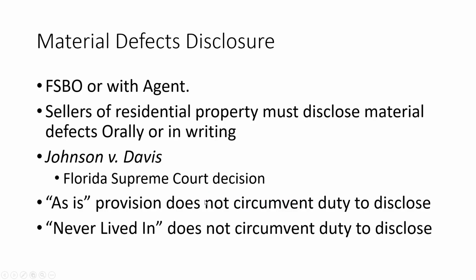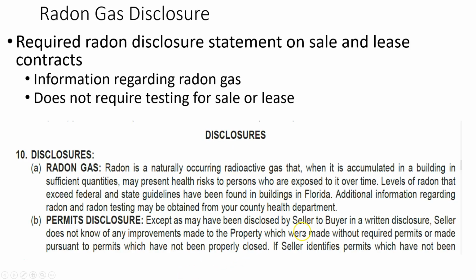We do have obligations to tell the seller, be it for sale by owner or a regular seller, that they have to disclose in writing or orally to any potential buyers anything that's wrong with the home that affects the value, that we cannot see, any material defects. This is a Johnson versus Davis Supreme Court case. The fact that the seller is selling it as is does not circumvent this duty to disclose any defects in the house. I've just added in there, never lived in, does not circumvent this duty to disclose.